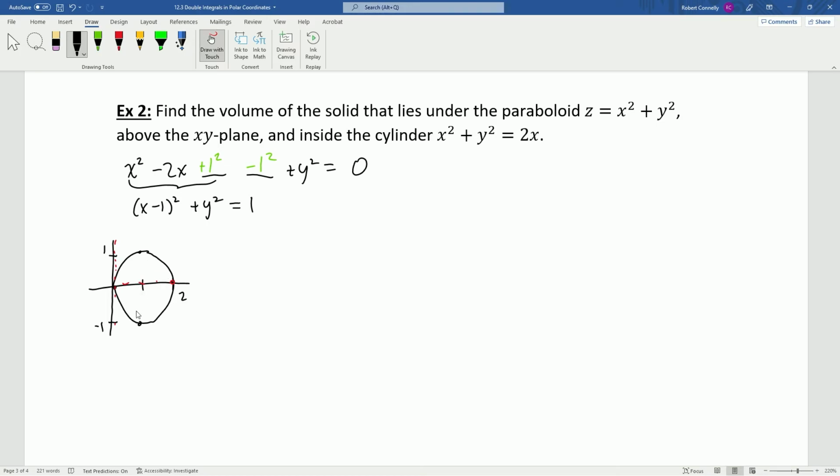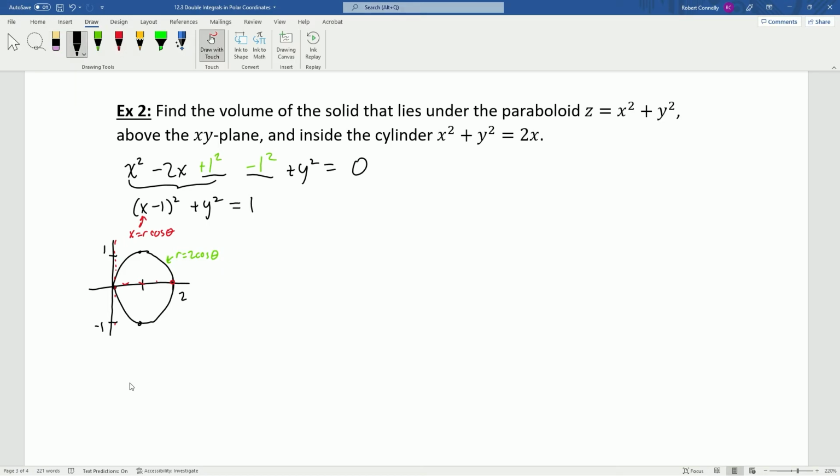Well, you may recall that this boundary here, when we talked about polar coordinates, looks like r equals 2 cosine of theta. But if you're a little rusty on that, that's okay. You can actually check this yourself by just plugging in x equals r times cosine of theta and simplifying this equation, and what you'll end up getting is r equals 2 times cosine of theta.